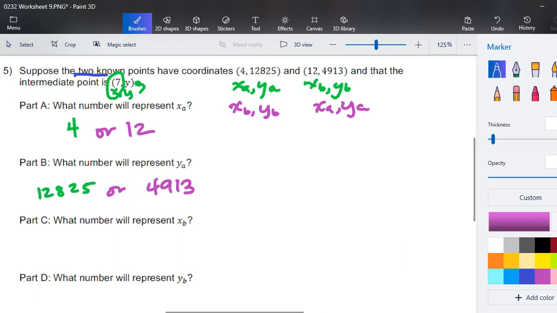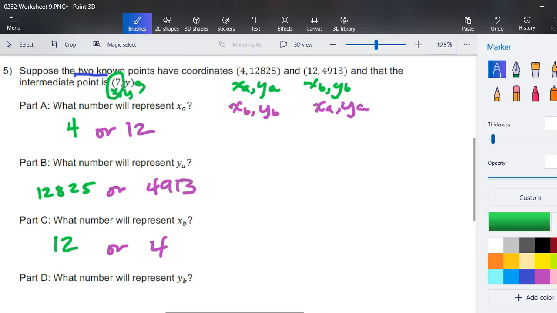And then it says what number is going to represent x sub b? Well, the way I chose to label would be a 12. Trying to stay with my colors here. So the way I chose to label my numbers, my x sub b would be 12. But if you chose to label differently, then yours would be 4. But you'll see how we still have all of the same numbers going on.